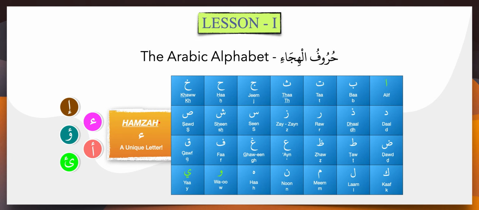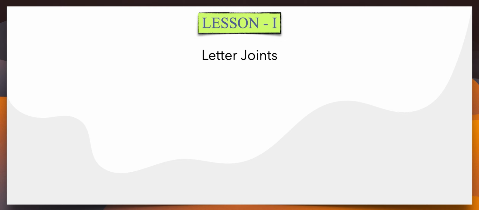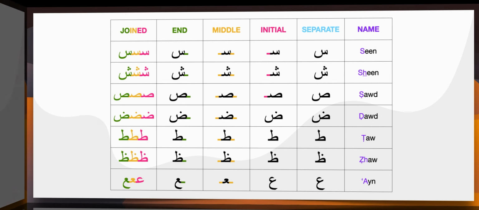You must be curious how these letters join together. For that, I have added a letter joins chart in the description box. Go ahead and check it out and improve your Arabic handwriting as well. Now, that's it with the Arabic alphabet. We will move on to vowel signs.